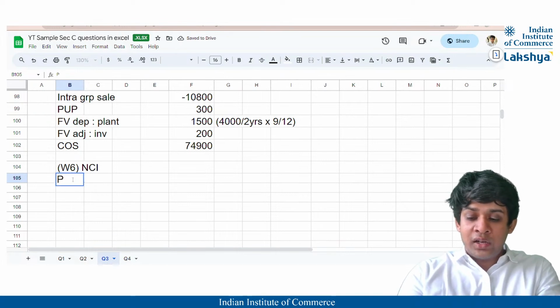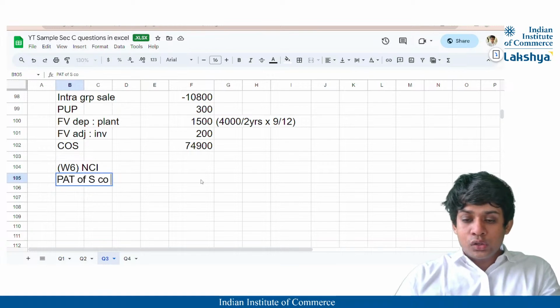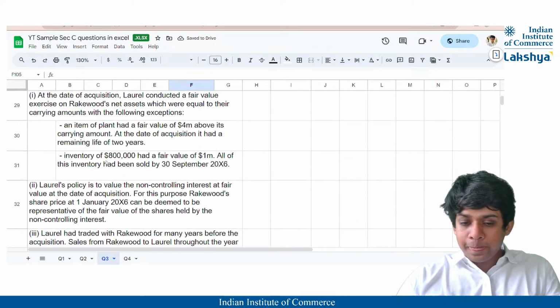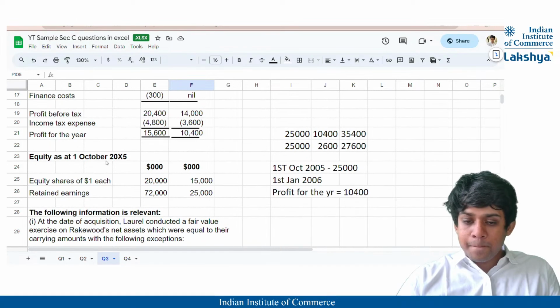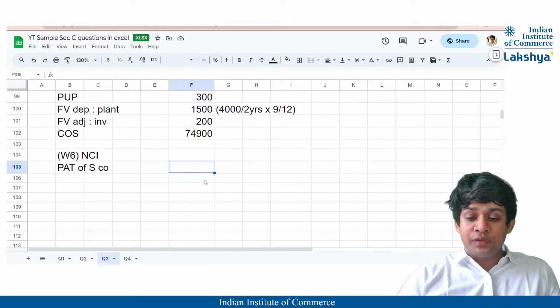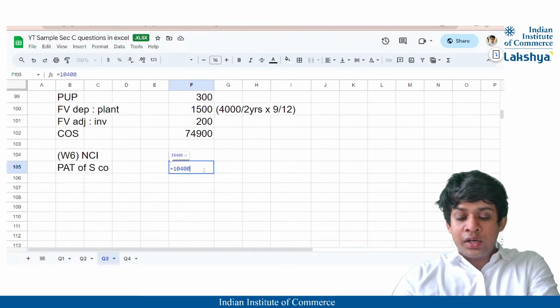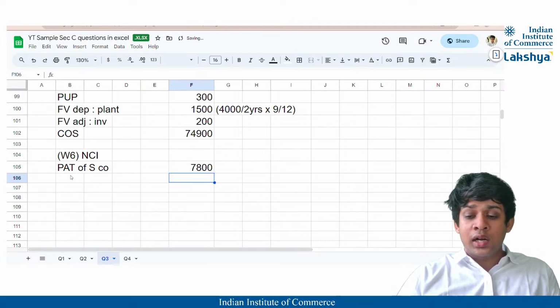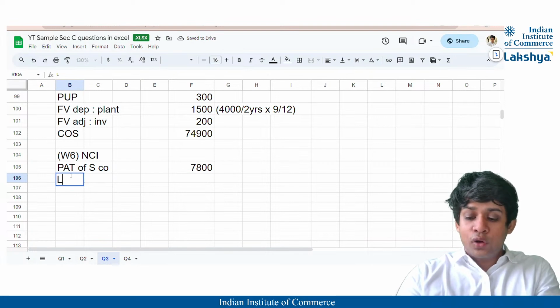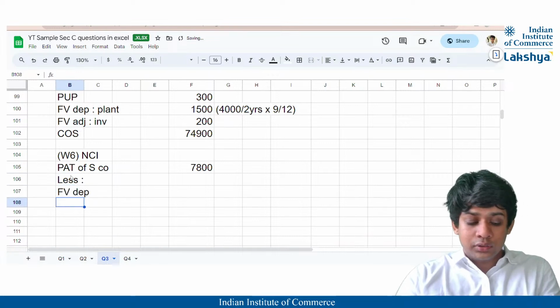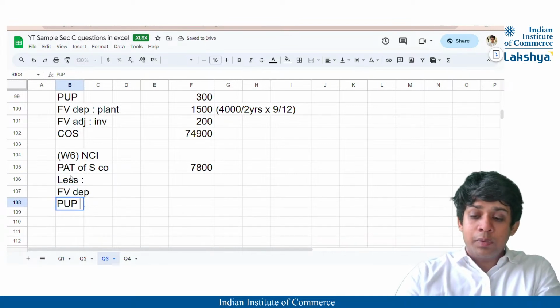So firstly we'll take the profit after tax of the subsidiary company, right? So what is the profit after tax of the subsidiary company? Yes, it is 10,400, right? But it is not going to be just 10,400. It will be 10,400 into 9 divided by 12. Don't ever forget this. Okay? Less the following adjustments will be made. That is nothing but fair value depreciation. Correct? Fair value depreciation. Any PUP will be adjusted.